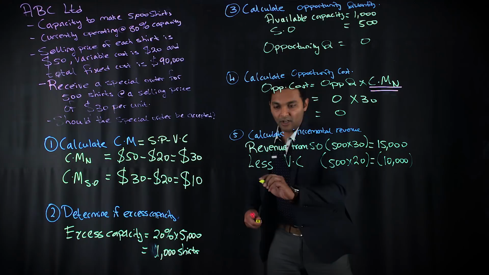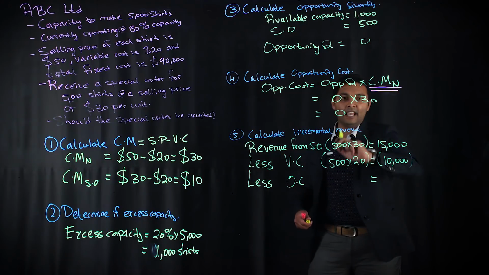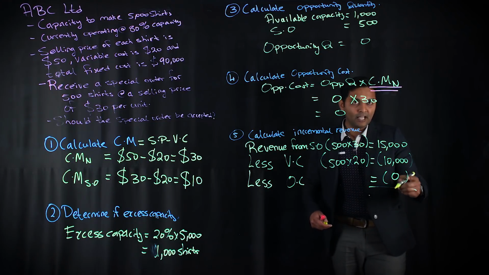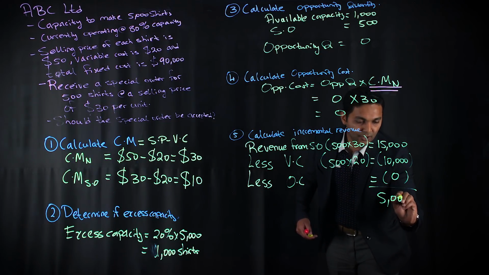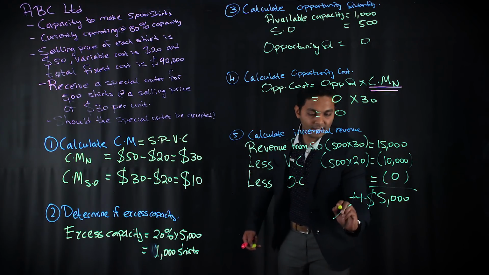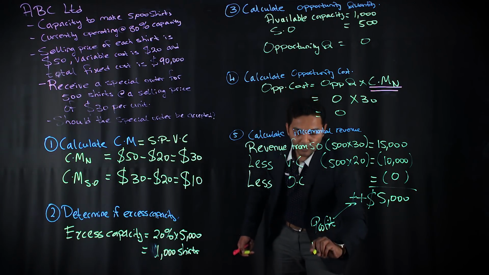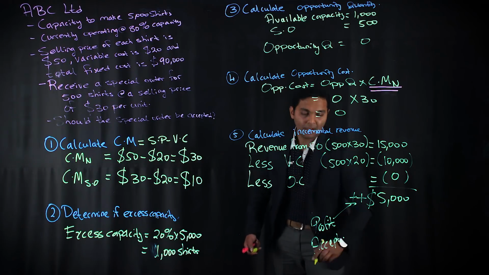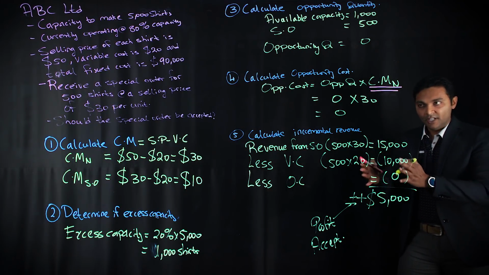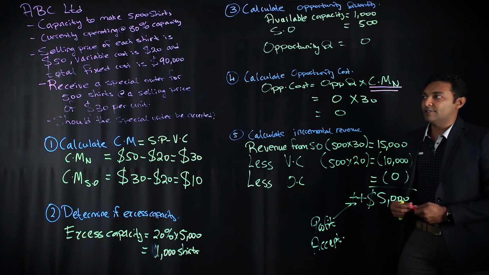Okay, so you less the variable cost, and lastly, you're going to less your opportunity cost, which we have calculated here in step 4 to be 0. So our answer is 15,000, take away 10,000, take away 0. We have $5,000. And that's a positive number, which means that this is a profit. So which means that your conclusion will be to accept the special order. Make sure that whenever you do a special order question, you always have your conclusion. So in this case here, you will say, we are going to accept because you have a profit of $5,000.